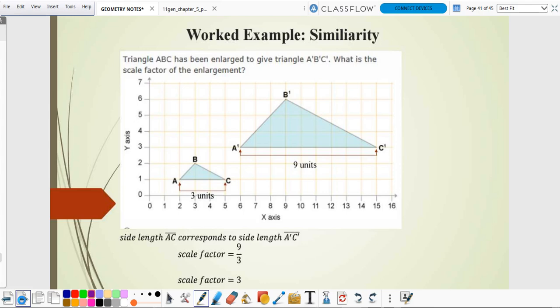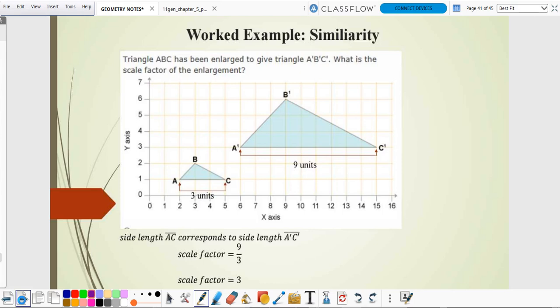Here is an example that we can use. We've got this shape: triangle ABC and triangle A dash, B dash, C dash. We're trying to figure out the scale factor, which is already done for us, but then we're going to try and find the lengths as well. For the scale factor of its enlargement, the corresponding length here is A to C, corresponding with A to C. This is 9, so that's the new, divided by the original, which is 3. So the scale factor is 3.